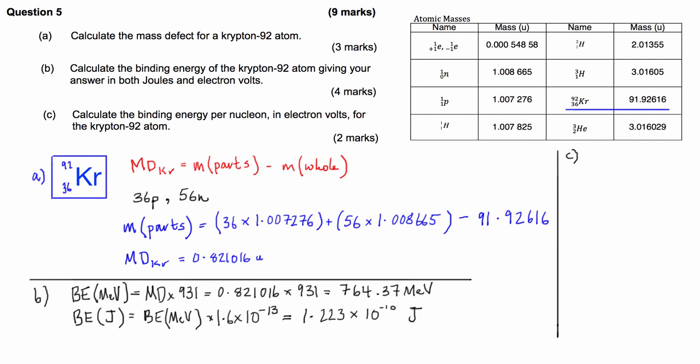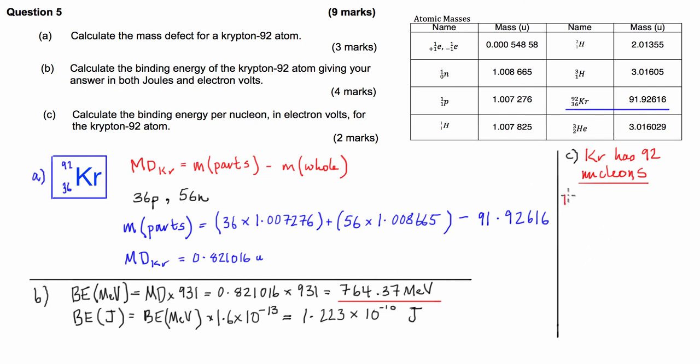Part C. Calculate the binding energy per nucleon in electron volts for the Krypton 92 atom. As you can see here, guys, Krypton has 92 nucleons. So let's just write that down. Kr has 92 nucleons. And so from here, guys, all we have to do is get our binding energy in mega electron volts, which is here, and divide that by 92.